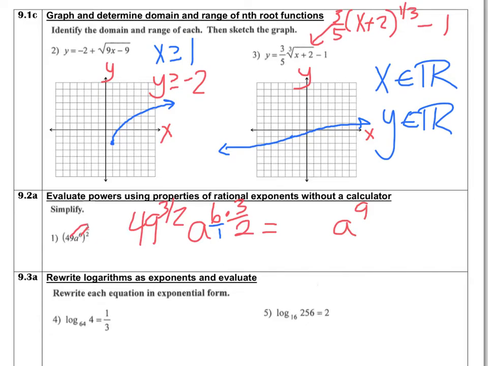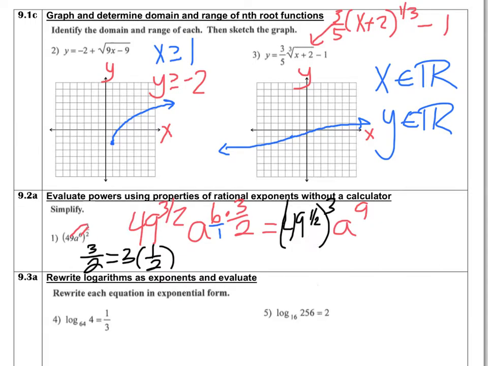Now on here, 49 to the 3/2, you need to be able to simplify. So what you're going to want to do is take the 3/2 power and remember to break it into two things. You're going to cube something and then you're going to take the square root or the 1/2 power. You pick and choose if you want to cube first or take the square root. With this right here, it's going to be easier to first do the 1/2 power on 49, and then after that you'll come in and cube it. The 1/2 power just means the square root.